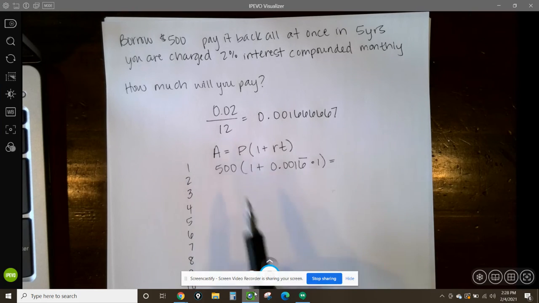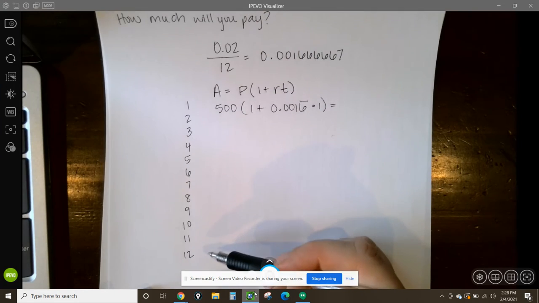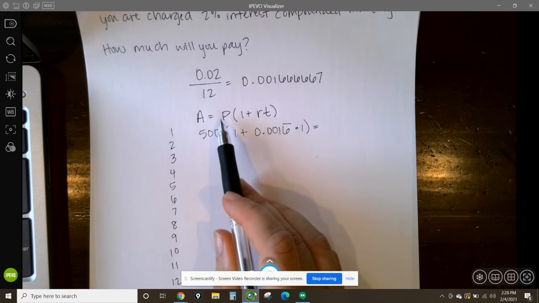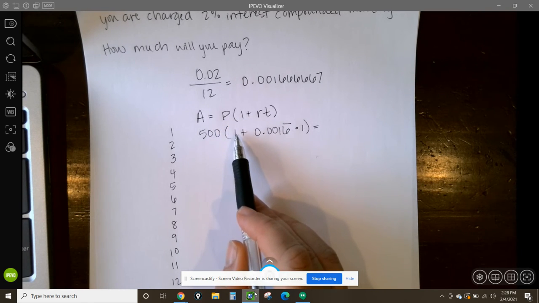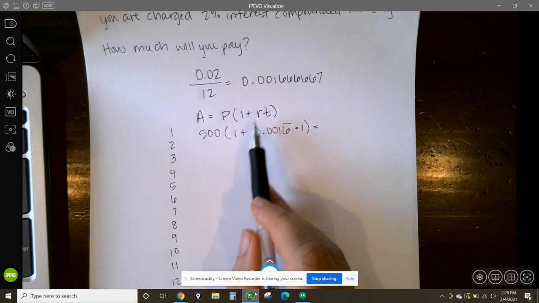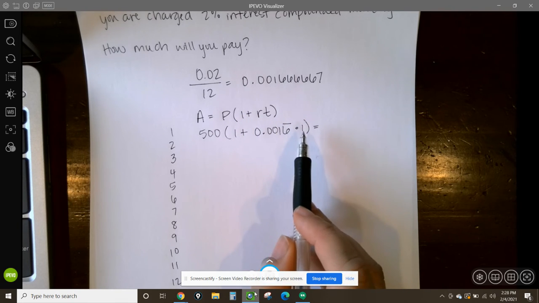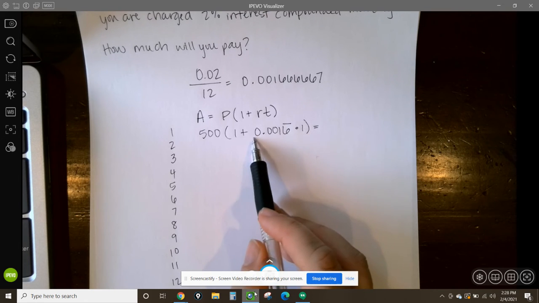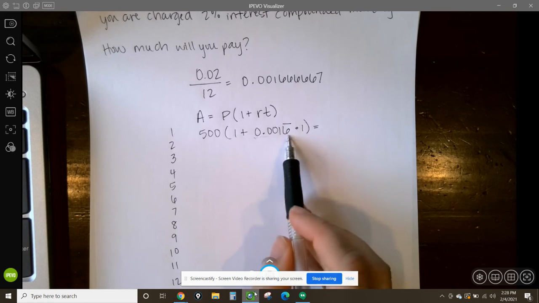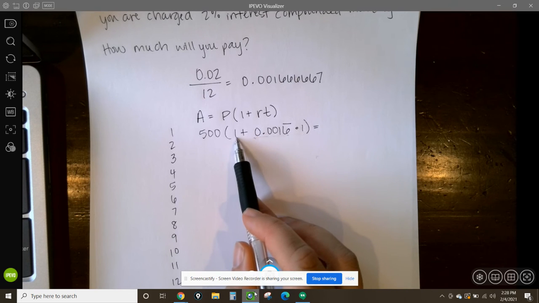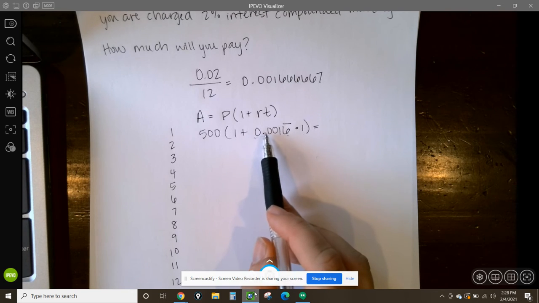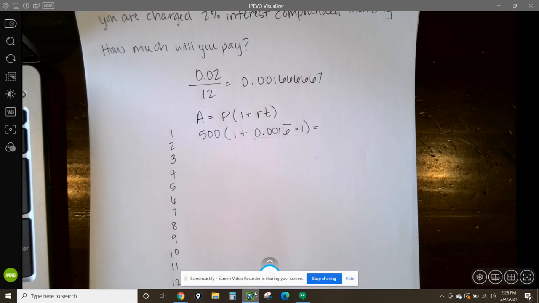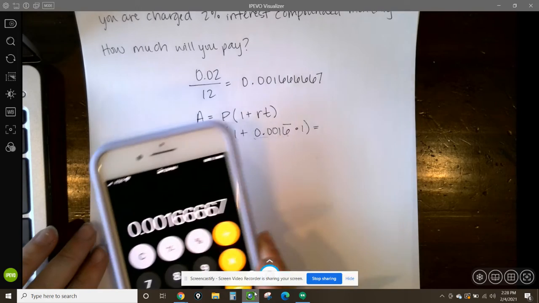I wrote down months here, 1 through 12, because we're going to have to do all 12 months. And then I wrote down, we started with $500, that's P, the principal. And then this is just from the formula, 1 plus the rate times time, and we're just doing 1 month at a time. So this number times 1 is still just this number, plus 1, so now this is going to be 1.0016 repeating, times 500. I'm just using a cell phone calculator here.